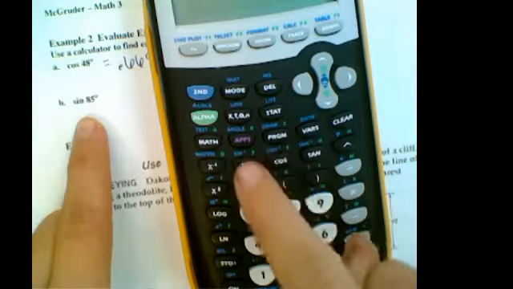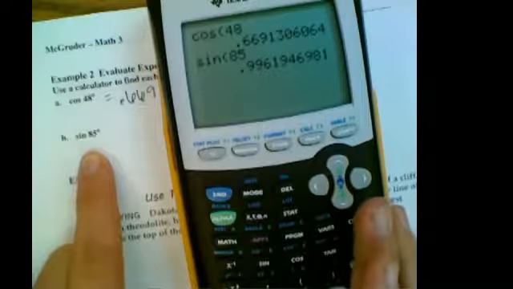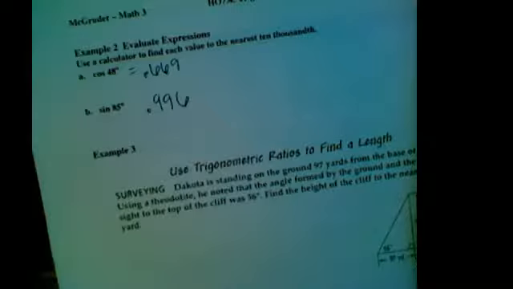The sine of 85, so sine is right here. Sine of 85, enter, and you get 0.996. Okay. So why this is useful is really like example 3.